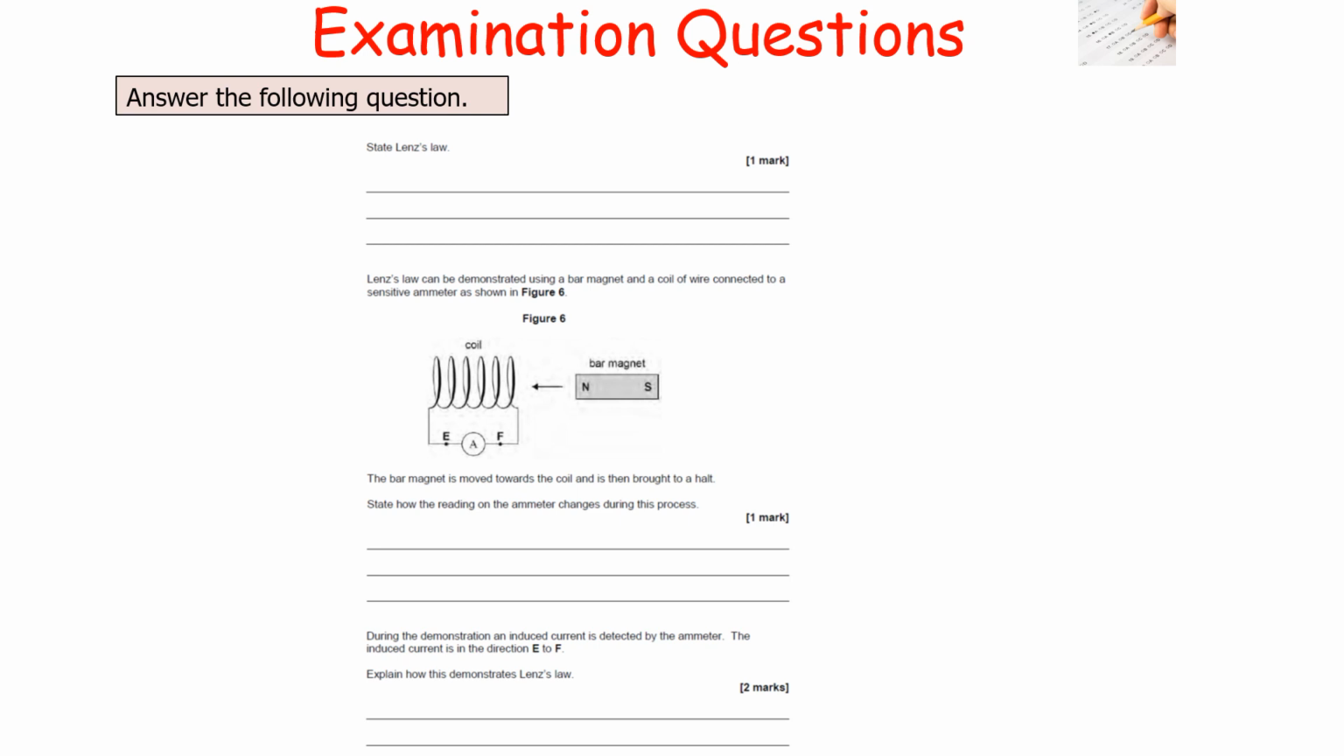The next question says, state Lenz's law. Then Lenz's law can be demonstrated using a bar magnet and a coil of wire connected to a sensitive ammeter as shown. The bar magnet moves towards the coil and is then brought to a halt.